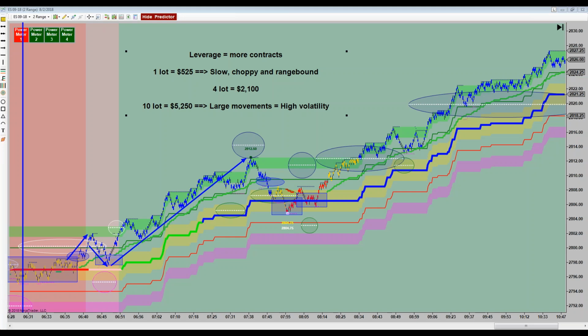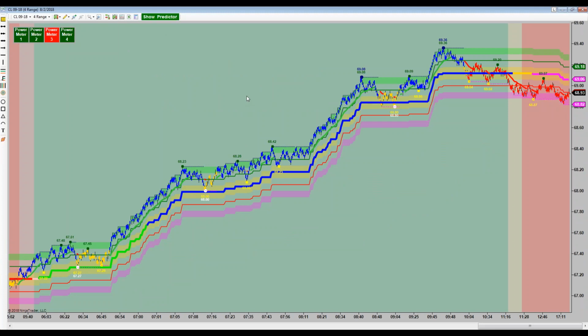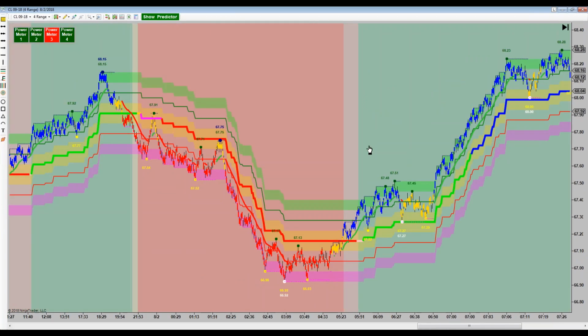Here's crude from today. This is uncharacteristic of what crude does, but some days it does it. This is the day after inventory. Inventory was yesterday. In fact, there are some numbers that come out on crude on Thursdays. I forget, it's like the Petroleum Institute or something like that. So today was up. It just went up. It looks very similar to the equities.